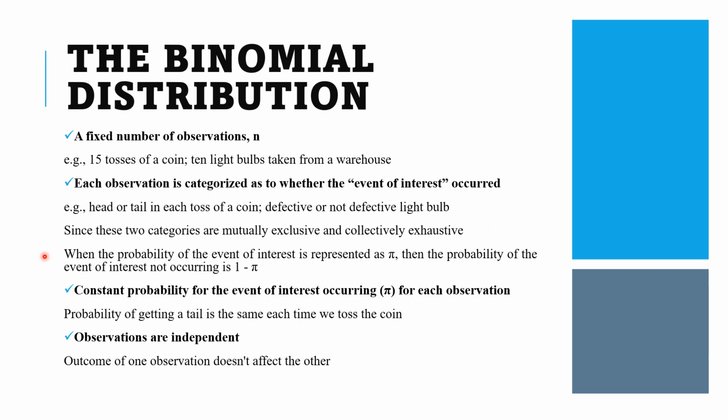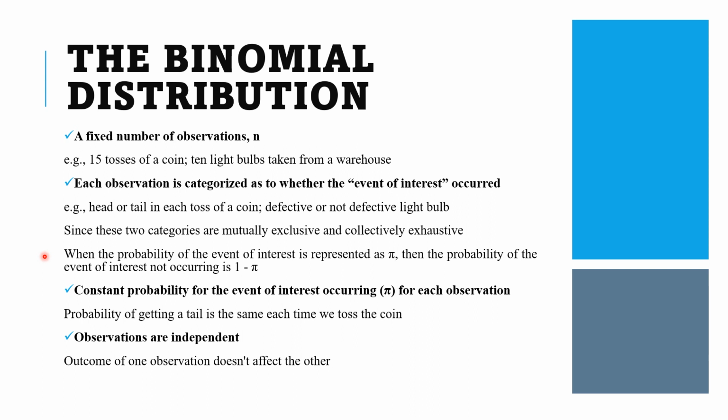The second point is that each observation is categorized as to whether the event of interest occurs. For example, head or tail in each toss of a coin, or defective or not defective in the case of light bulbs taken from a warehouse. Since these two categories are mutually exclusive and collectively exhaustive, when the probability of the event of interest is represented as pi, then the probability of the event of interest not occurring is 1 minus pi.